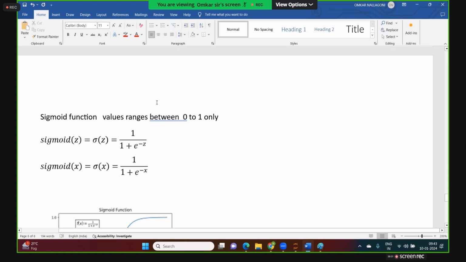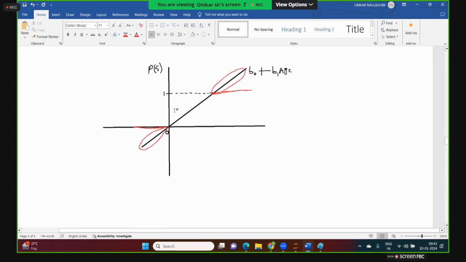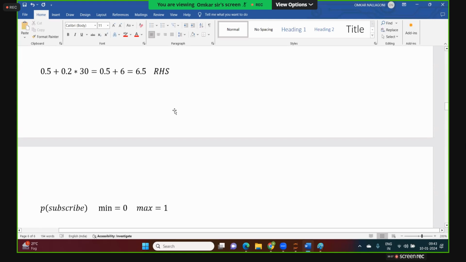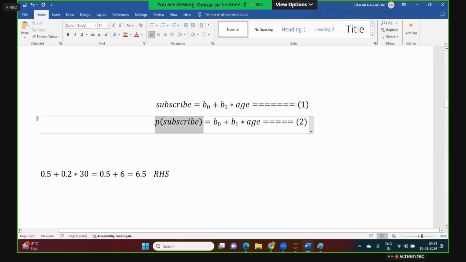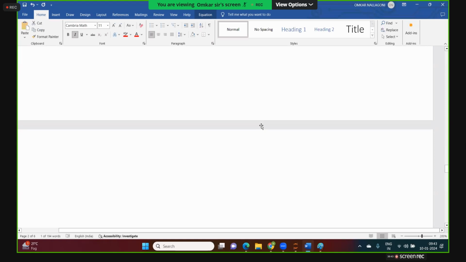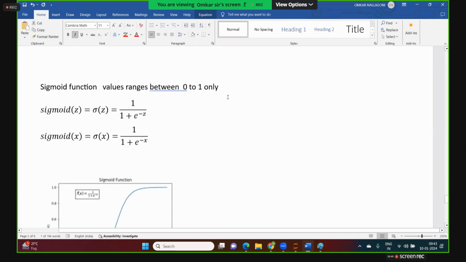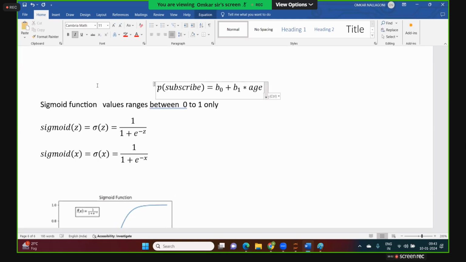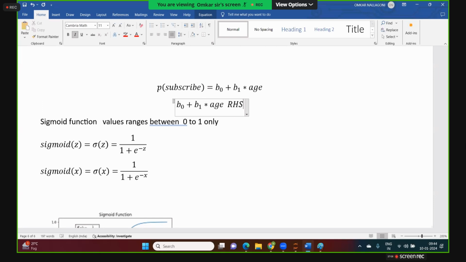So we have an equation. Listen very carefully. Why are we doing this? I'm repeating again. This second equation has the LHS in the 0 to 1 range, and the RHS ranges from minus infinity to infinity. So we want to convert this RHS to 0 to 1.